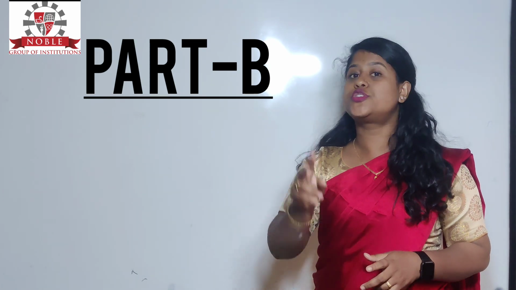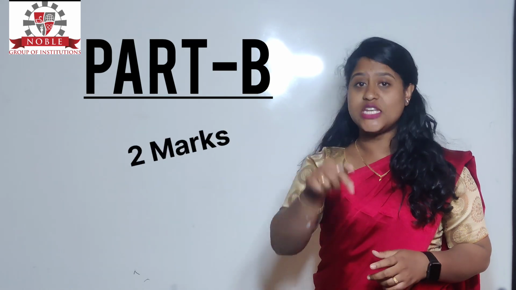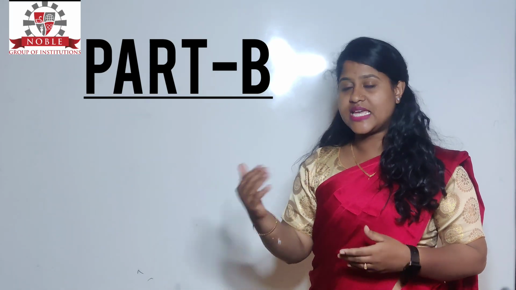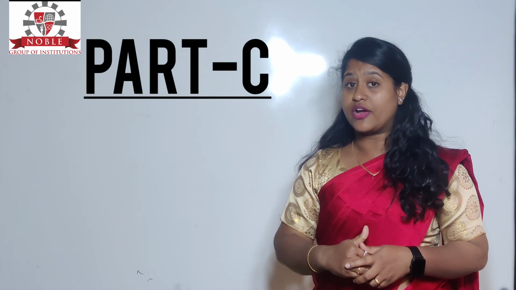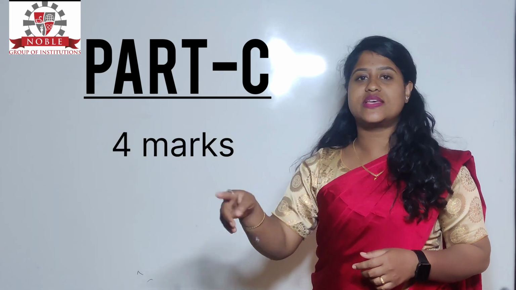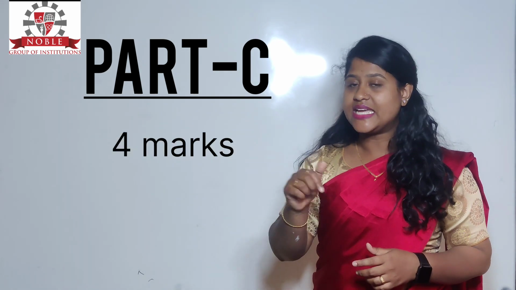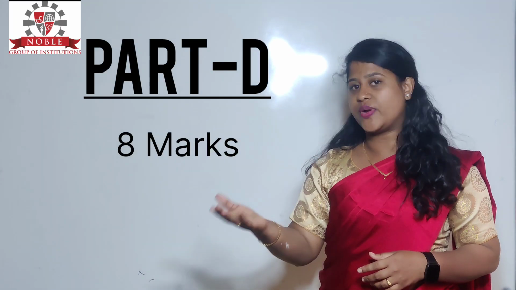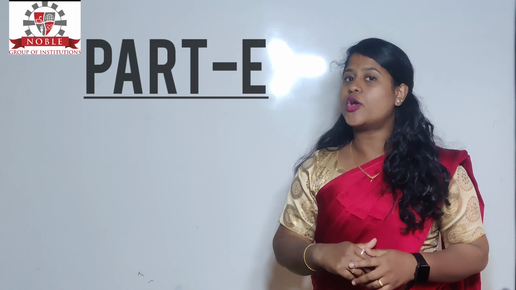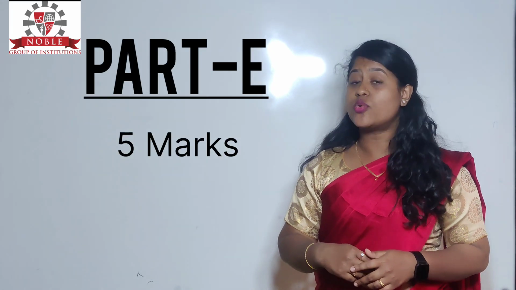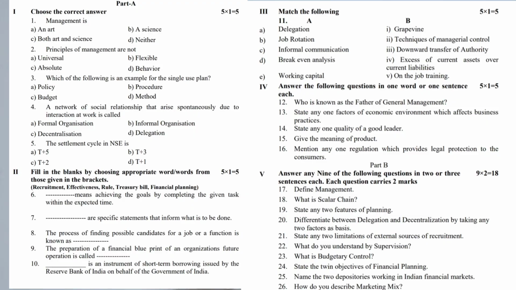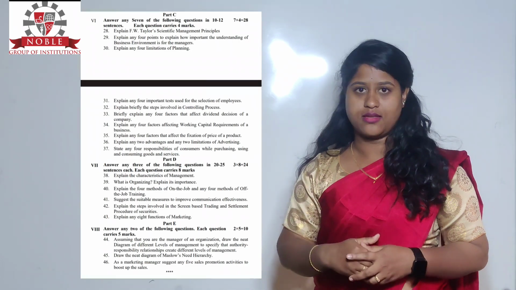Part B is for 2 marks, where you have to attempt 9 questions. So 9 2s are 18. Then you have your part C. Part C is for 4 marks, where you have to attempt 7 questions. So 4 7s are 28. Part D is for 8 marks. You have to attempt 3 questions. So 3 8s are 24. And part E will be your practical oriented questions, where you have to attempt 2 questions, that is 5 2s are 10. So this is how your question paper pattern looks.